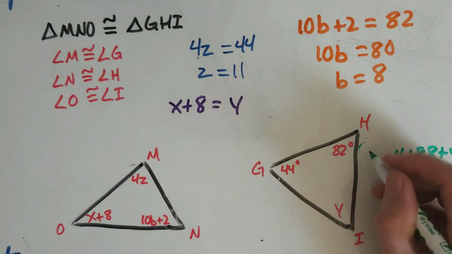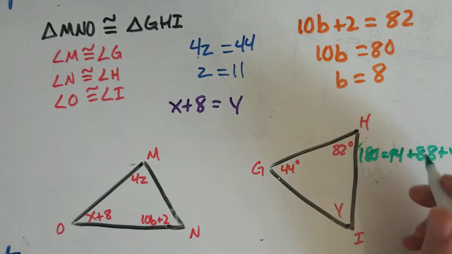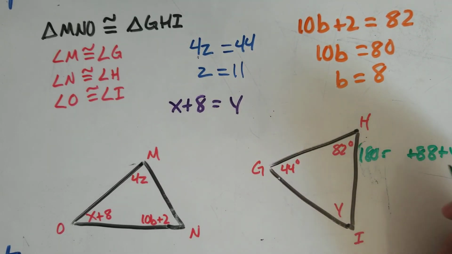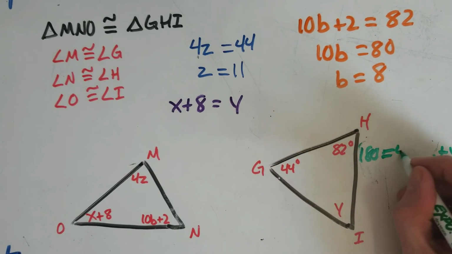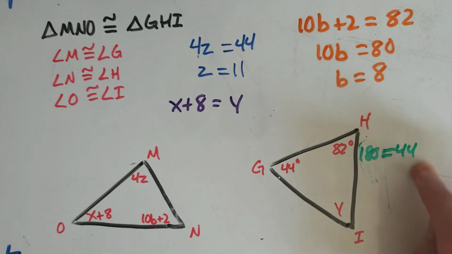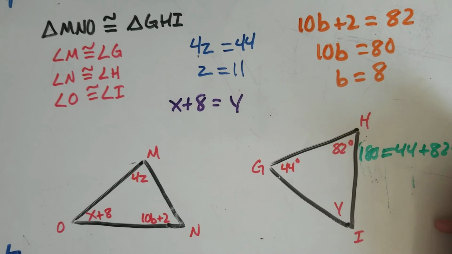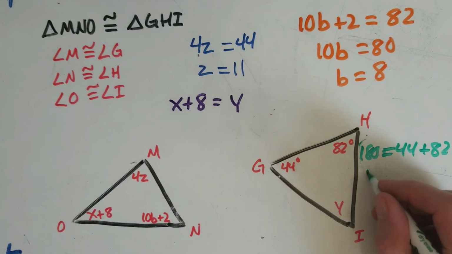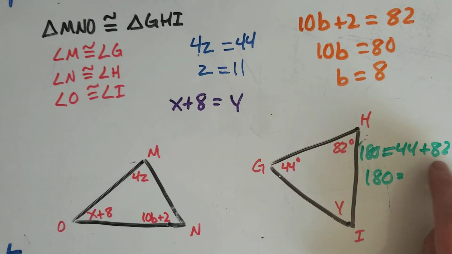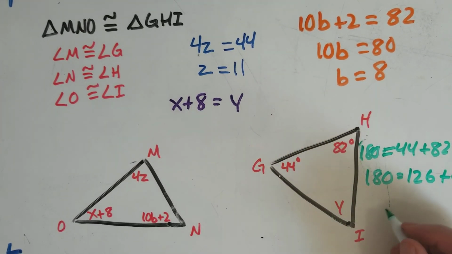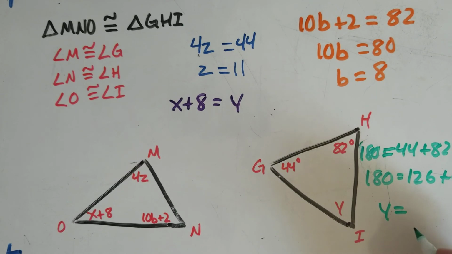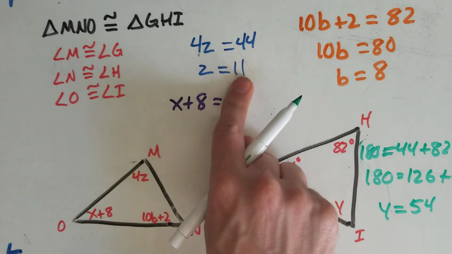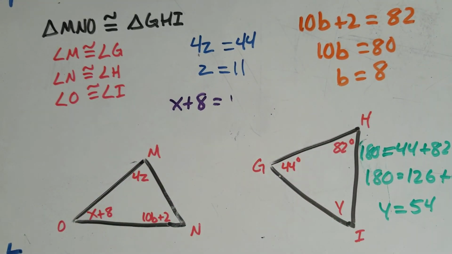Let's write that a little neater. 44 plus your 82, plus y, that's going to equal 180. So when you calculate together 44 plus 82, you're going to end up with 126 plus y. So therefore y is equal to, when you subtract 126, you should get 54. So we know y is 54, so we can put a 54 in there.